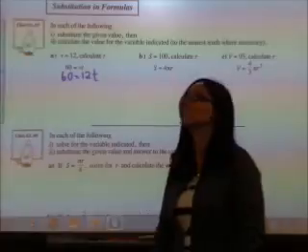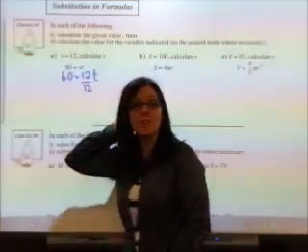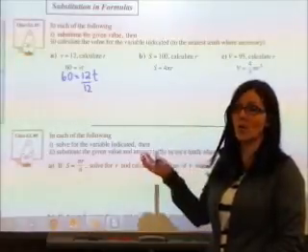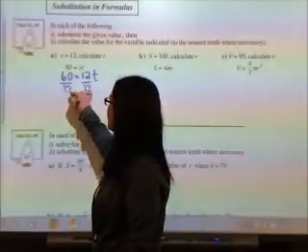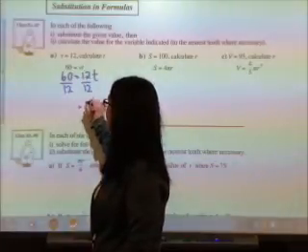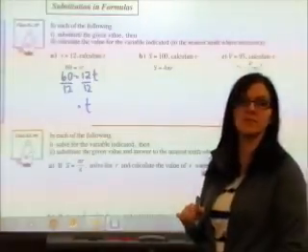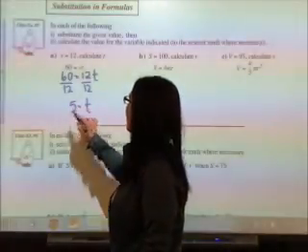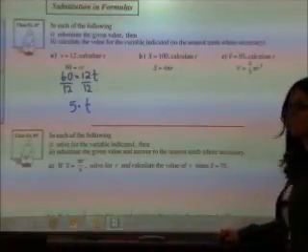Divide by 12. I divide because the 12 and the t are being multiplied together. So I undo that multiplication through division. 12 divided by 12 is? 1. So I get 1t or just t. And 60 divided by 12? 5. Okay, so again, try to see if you can do B and C on your own.